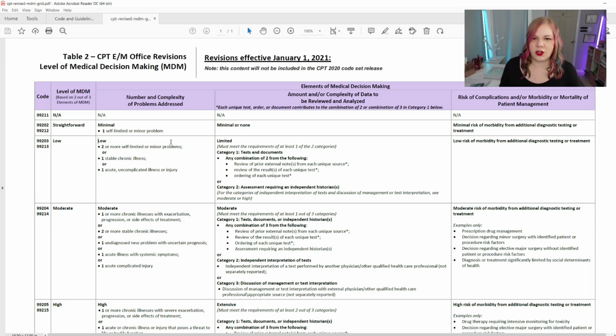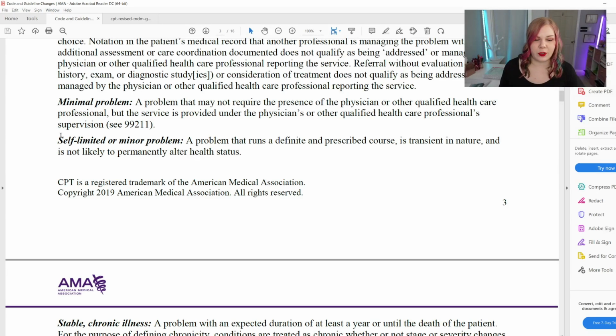Now, to start with our number and complexity of problems addressed, in order to meet a low level, we would need 2 or more self-limited or minor problems. Now, if we look at our definition, a self-limited or minor problem is a problem that runs a definite and prescribed course, is transient in nature, and is not likely to permanently alter health status. A perfect example would be if you fall and you abrade your arm. You don't fracture anything or permanently damage anything, but you do have a pretty rough wound there on your arm, and that'll eventually, once it's all cleaned up, kind of heal itself on its own.